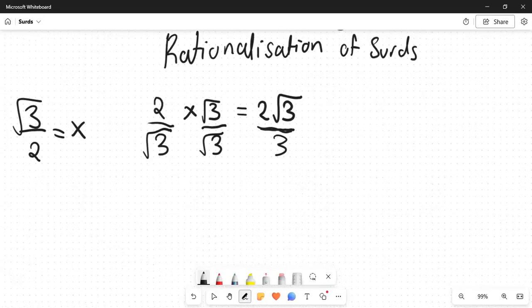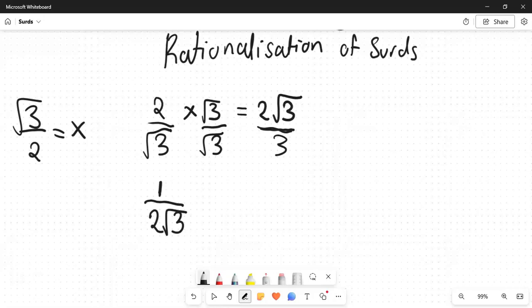I'm going to show you another example before we move on. So what if you're given a whole number and a fully simplified root in the denominator? What if you're given 1 over 2 root 3, and the denominator is already a fully simplified root and you're told to rationalize the denominator?